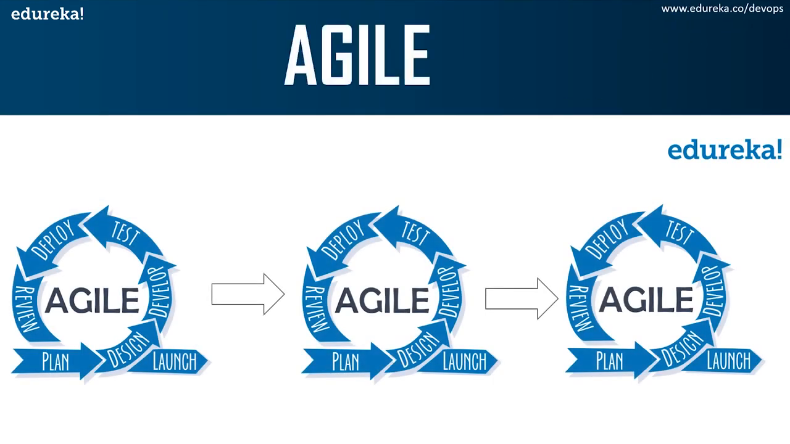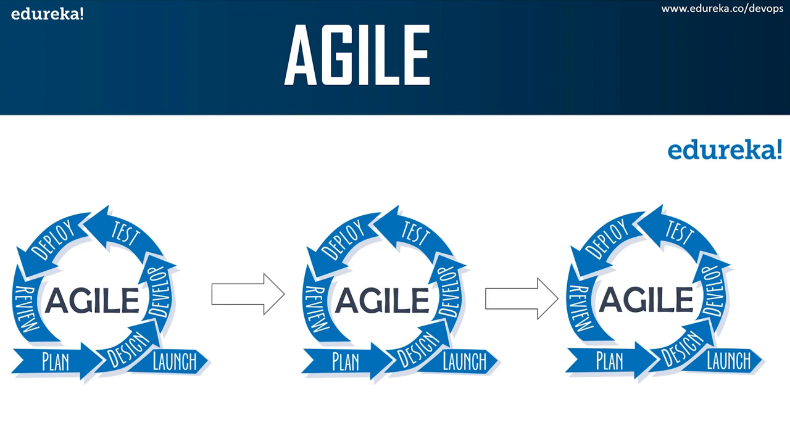So now let us talk about the Agile model. So Agile is an iterative-based software development approach where software is broken down into various iterations or sprints. Every iteration has phases like the waterfall model, such as requirements gathering, design, development, testing, and maintenance. So the duration of each iteration is generally 2 to 8 weeks.